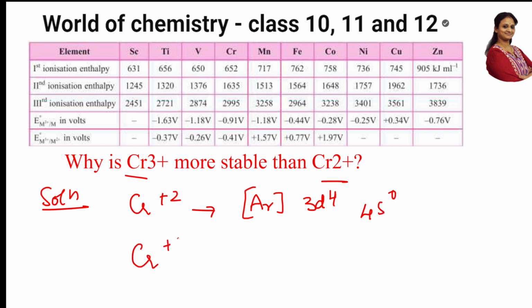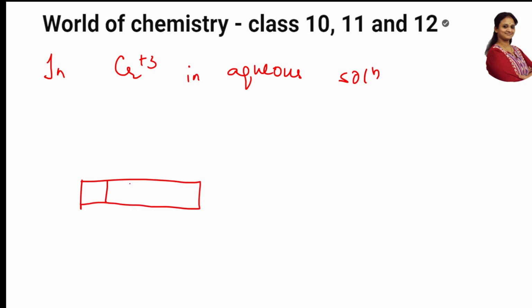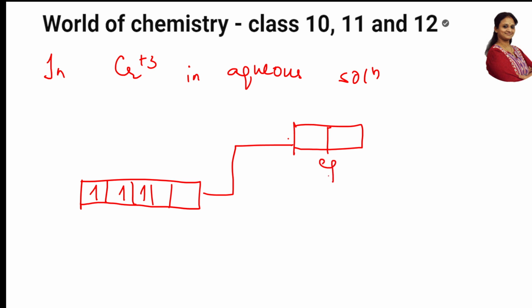What is the Cr3+ configuration? Remove one more electron. It is argon 3d3 4s0, right? Now, what will happen? They said Cr3+ is stable. We will study this in detail. In aqueous solution, the d3 configuration occupies the d orbitals. There are 5 orbitals, split into two sets, one is the eg set and one is the t2g set.